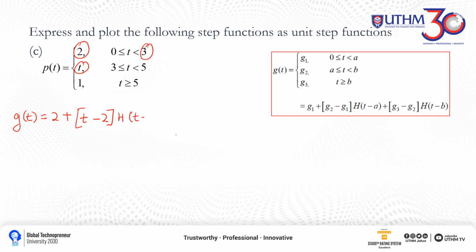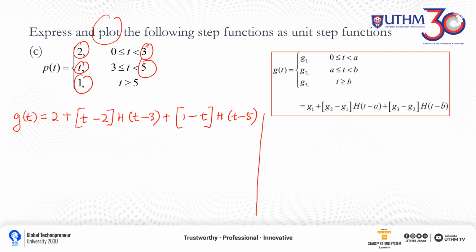a is 3, plus G3. G3 is 1 minus G2. G2 is t. Then multiply with hash t minus b. b is 5. Okay, so this is the expression for the unit step function. Now, let's plot it.